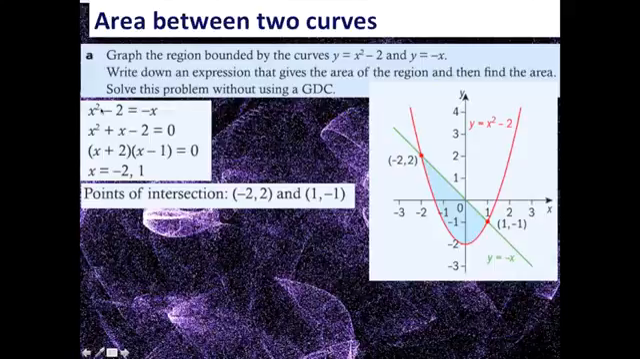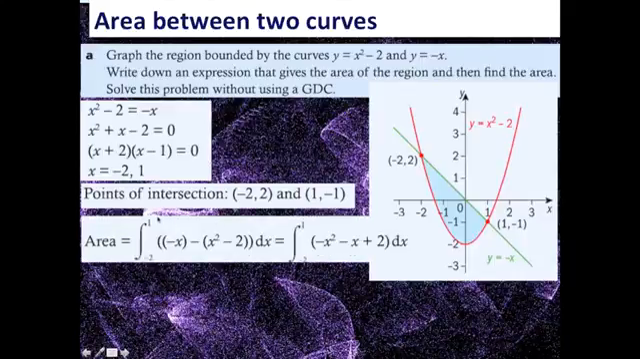So all I've done here is set y equals x squared minus 2 equal to negative x, and you could solve this on a calculator. Maybe you could solve this graphically using a GDC, but here it's non-GDC, so we're solving it algebraically. That gives us a quadratic, which we can solve to find the points of intersection at negative 2 and 1. So we don't actually need the y-intercepts, it's just the x-coordinates at these points, which will define the boundaries of our integration.